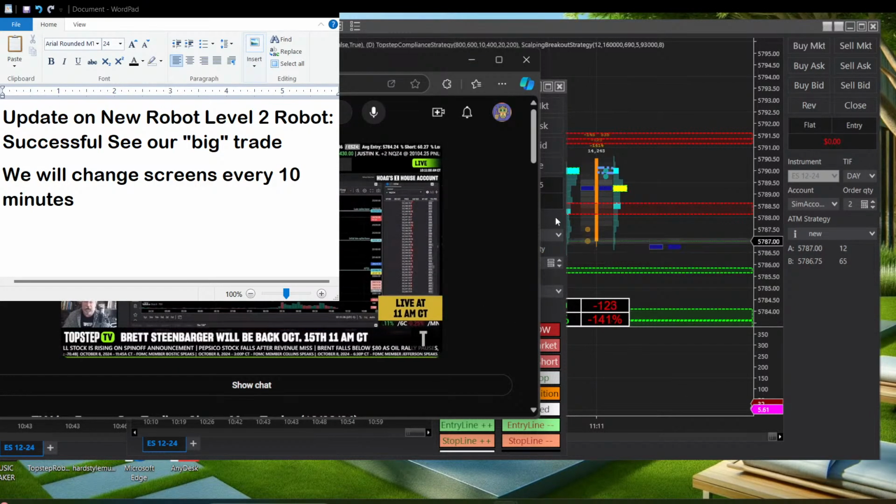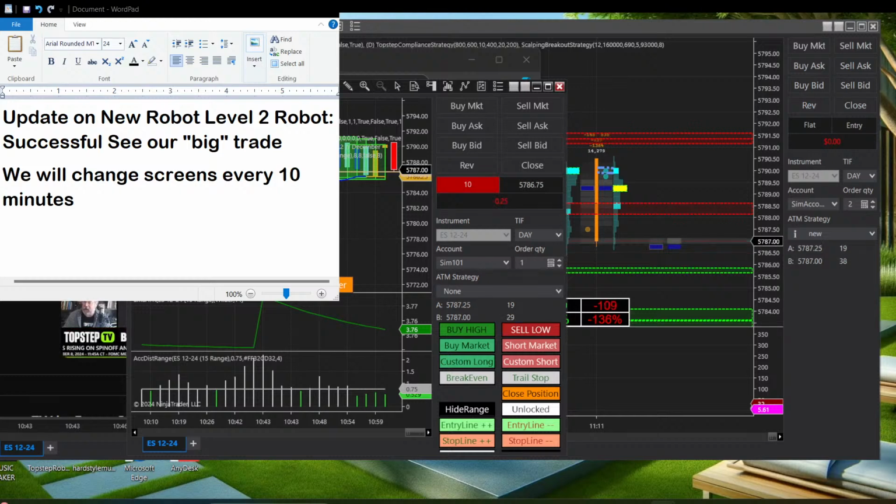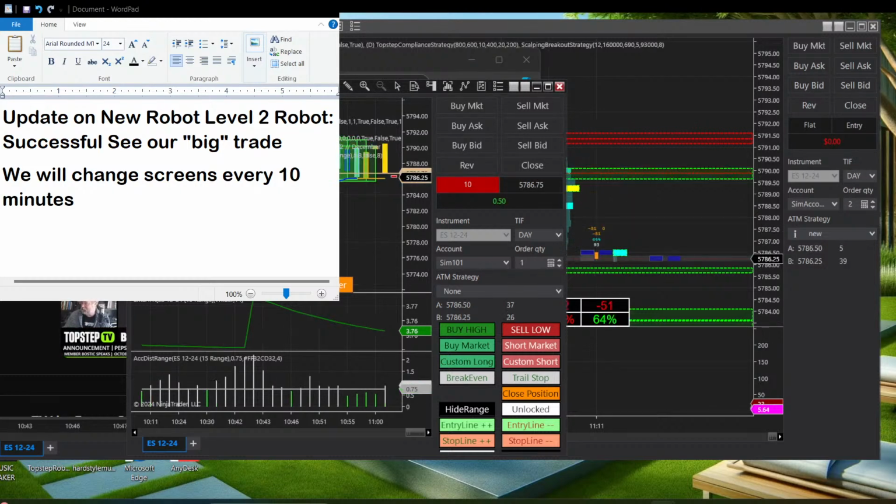The order that shall not be spoken has been hit. We are currently flat. Nice trade there, short Hogue. That was beautiful. There we go. I don't like a short either. I'm going to say it right now. I don't like a short either.